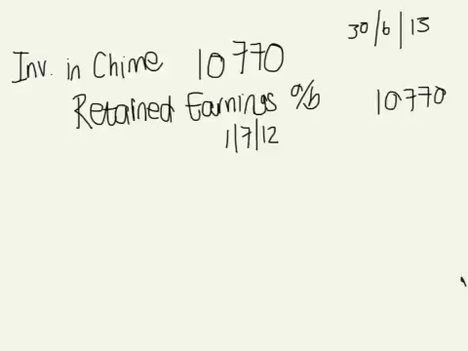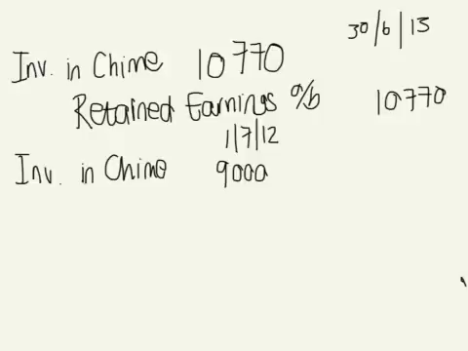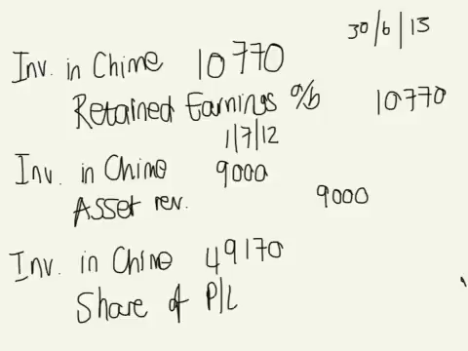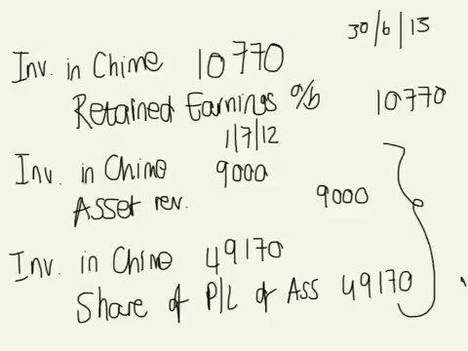The other two entries that relate to our share in the profit or loss of the associate and the asset revaluation surplus are the same irrespective of whether you're consolidating or not. So I'll just copy them here quickly. So it's investment in Chime, $9,000, and credit our asset revaluation surplus, and debit our investment in the associate, 49170, and credit our share of profit or loss of associate, 49170.